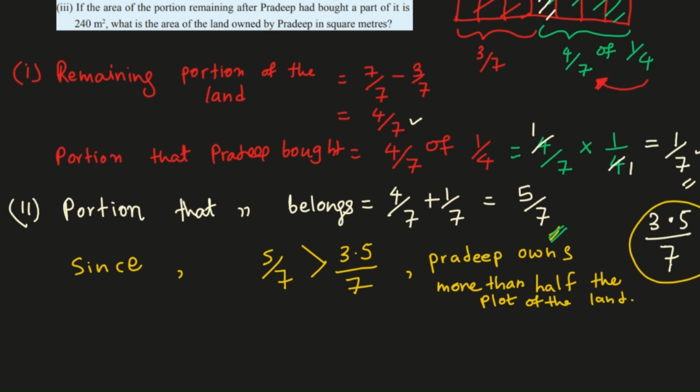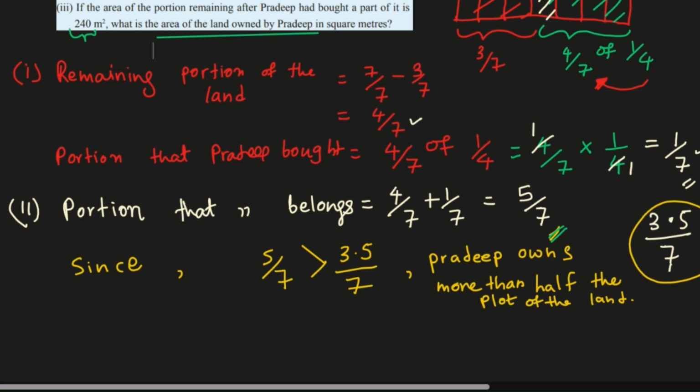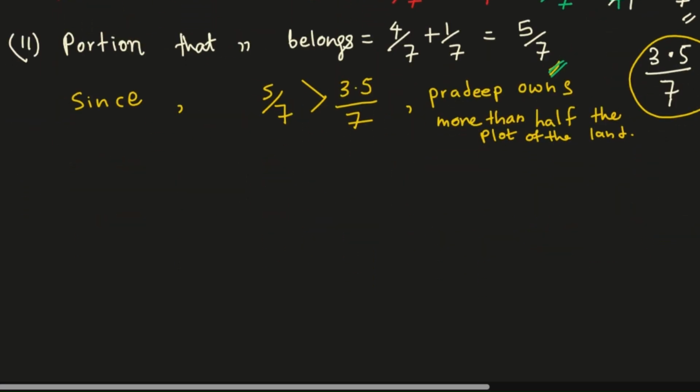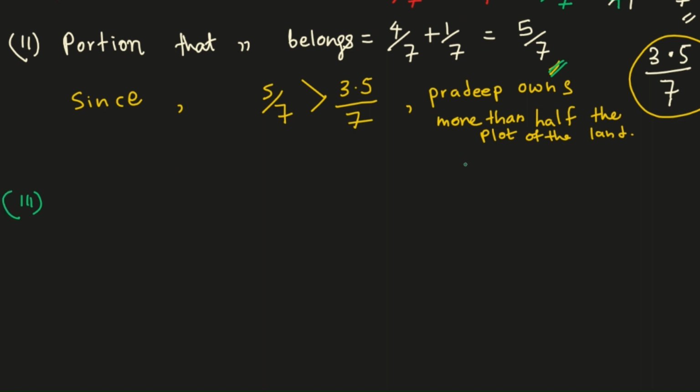So that part equals what? 240 square meters. And they're asking what is the area of the land owned by Pradeep in square meters. Okay, so let's do that calculation. So it's about the third question. We know that the total portion owned by Pradeep equals 5 upon 7.